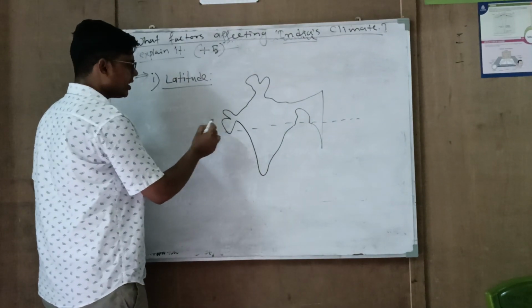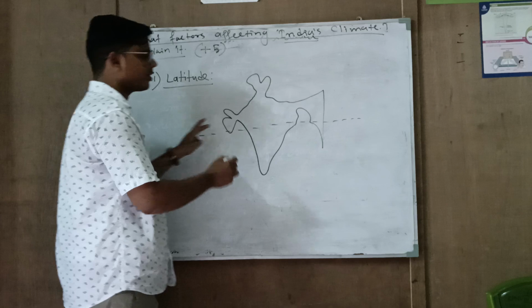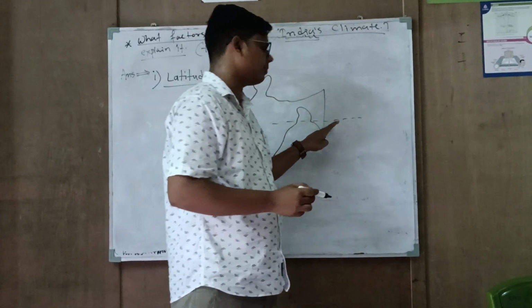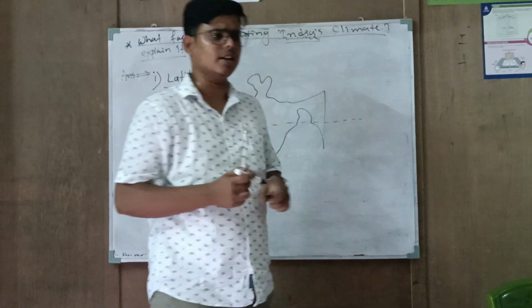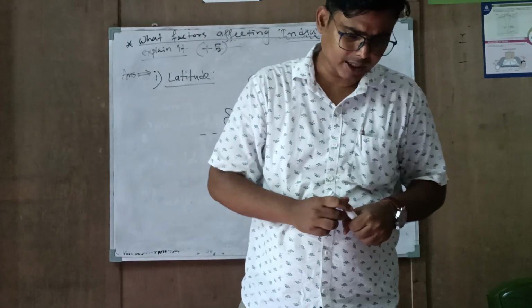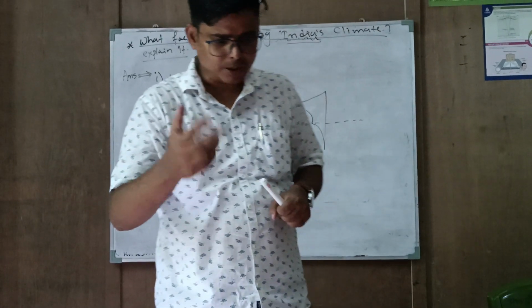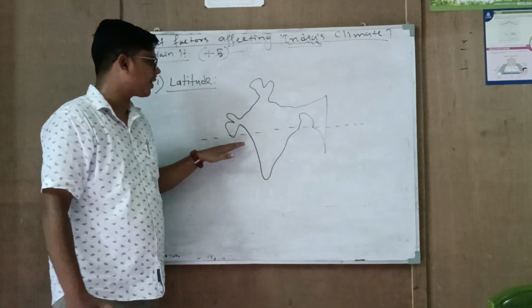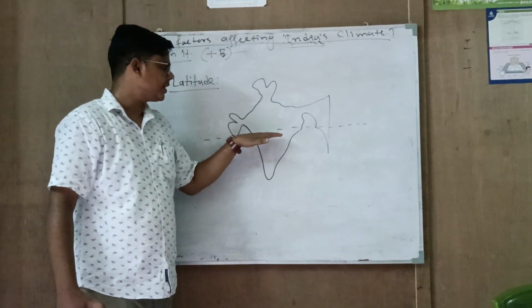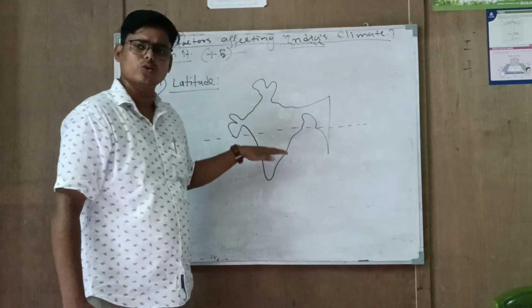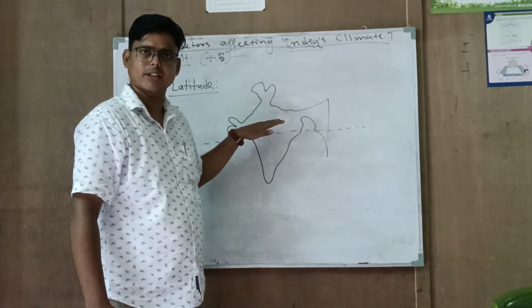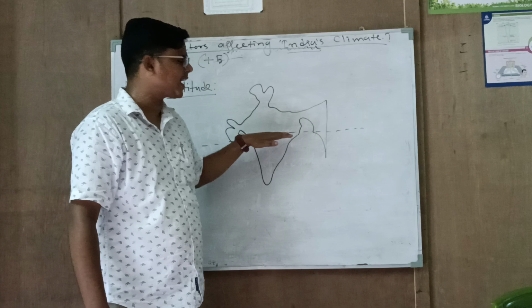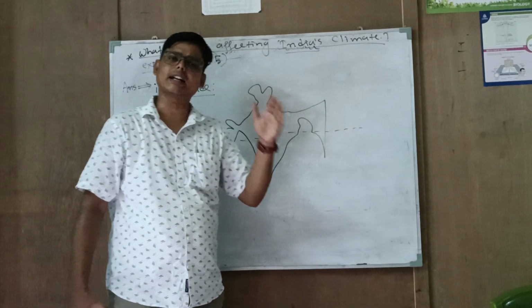In the western side it starts from the Rann of Kutch, and in the east side it reaches Mizoram. So this Tropic of Cancer divides India almost into two equal parts. So this Tropic of Cancer controls the Indian climate.